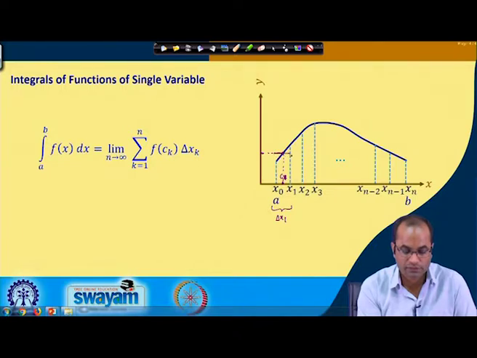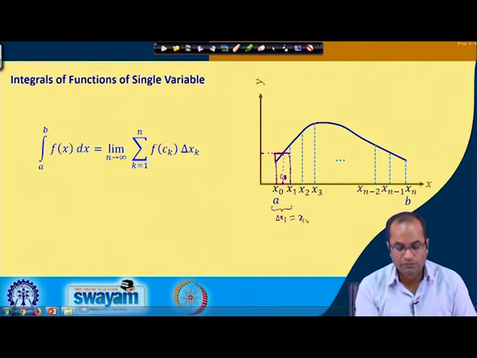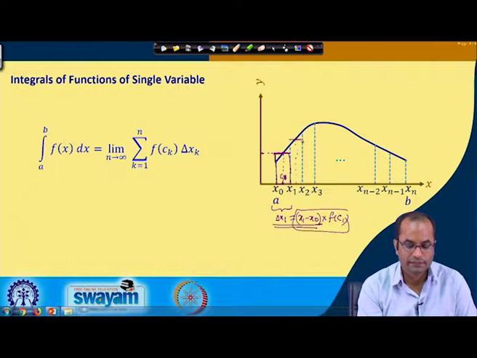So, what is this product? This product will give the area of this rectangle here. So, this width x 1 minus x 0, which is delta x 1, multiplied by the height, which is f of c 1. And then we are summing all these rectangles. So, we will get finally the area of these rectangles in the finite sum.